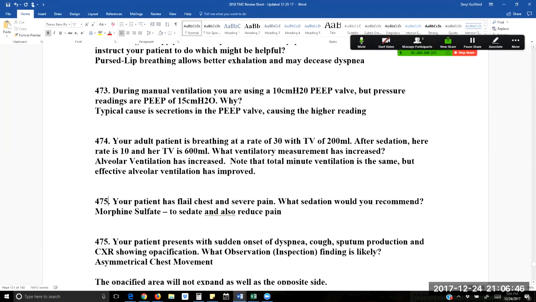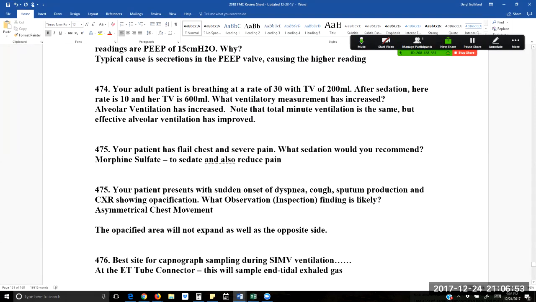475, your patient has flail chest, severe pain. What sedation would you recommend? Morphine. In situations like that, the patient needs morphine, plain and simple. Don't withhold it or use something less, and then hopefully we'll get them off it. But at that time, when you've got a flail chest, you need morphine.